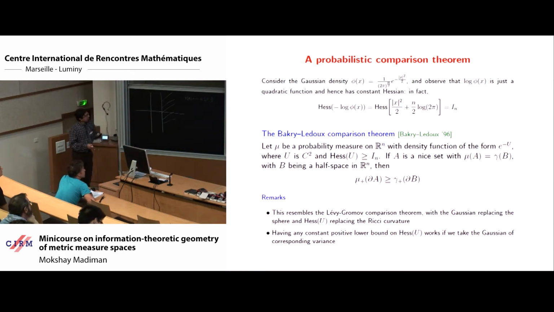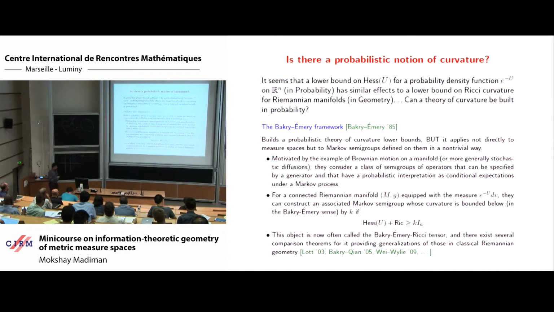So anyway, this is very suggestive. It's suggestive that there is, so I'm not exactly doing things in historical order, but that's all right, this is suggestive that there is a probabilistic notion of curvature, and that the probabilistic way of capturing curvature has to do with this Hessian of the log density, right? So it seems that a lower bound on the Hessian of u for this probability density function e to the minus u has similar effects to a lower bound on Ricci curvature for Riemannian manifolds.